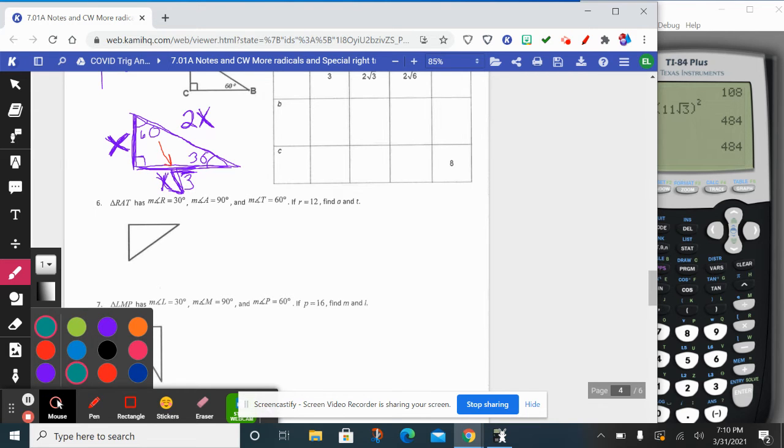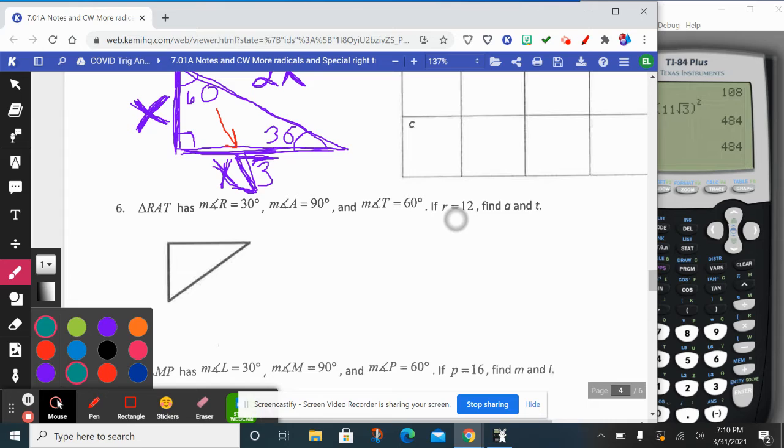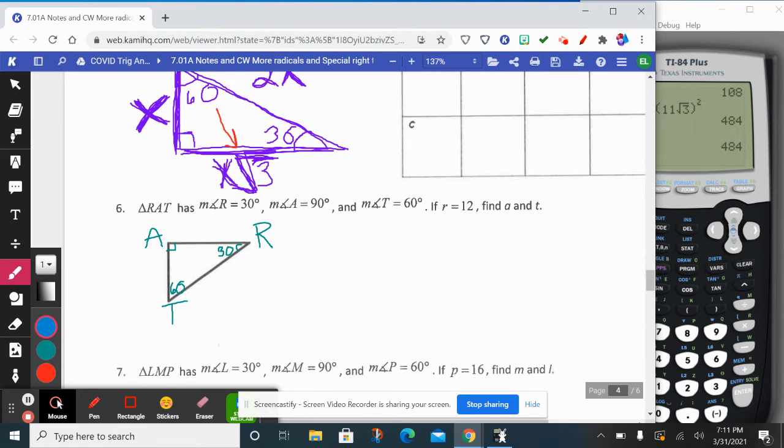So looking at number 6. Triangle RAT has angle R is 30, angle A is 90, so I'm going to put my A here, and angle T is 60. Now this angle looks smaller to me, so I'm going to make that the 30-degree angle R and put T down here as 60. So if I'm thinking about that triangle I just drew up top, across from the 30-degree angle is side x. Across from the 60-degree angle is x square root of 3. And across from the right angle is twice x. Okay. So those are the three sides that we know given these three angles.